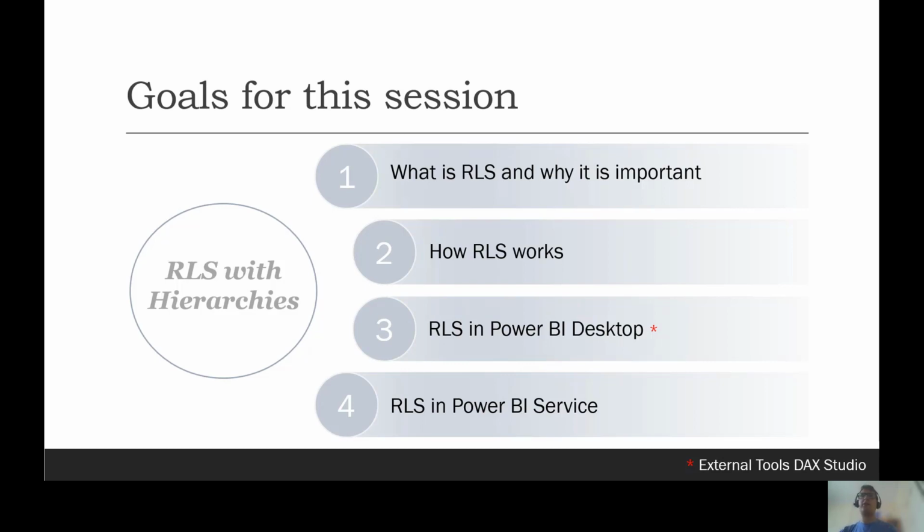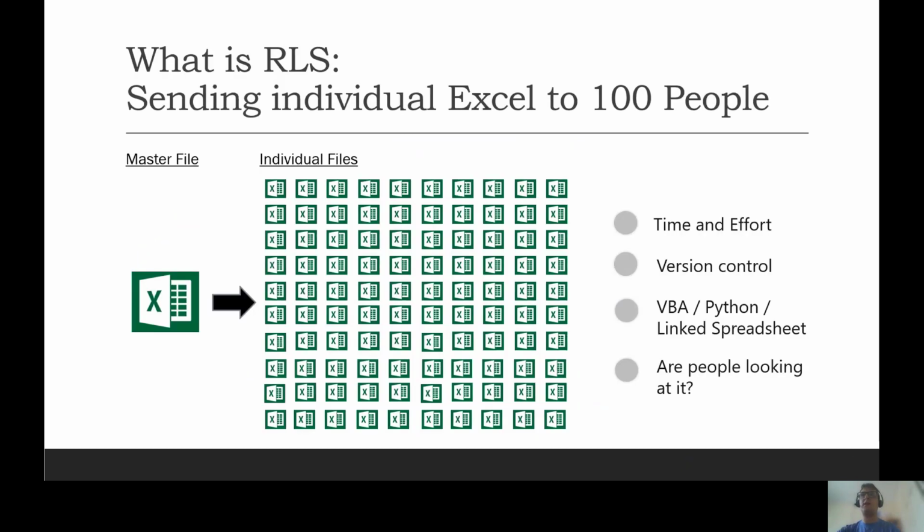Okay, so to start with, what is RLS? Well, if you think of a scenario in which you need to send 100 files to individuals, what you will see in the past in some instances is there will be this kind of master Excel file producing 100 odd files. And this causes loads of problems and issues, in particular time and effort, version control, and things like you can start using VBA, Python, whatever to kind of split out that Excel spreadsheet. And you've also got zero control over who's actually looking at these files.